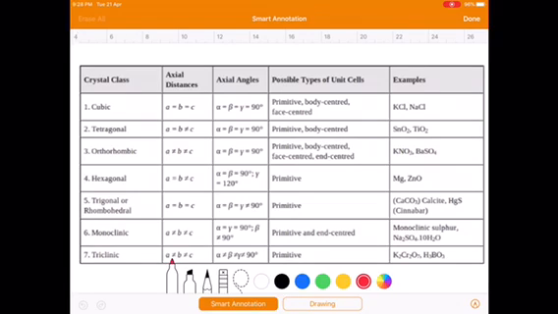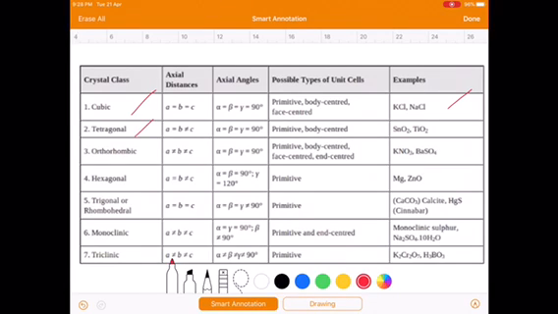First one, the cubic unit cell. We have already discussed the axial distances and axial angles. The possible types of unit cells are primitive, body centered and face centered, and you know what all those mean. Examples are KCl and NaCl, potassium chloride and sodium chloride.